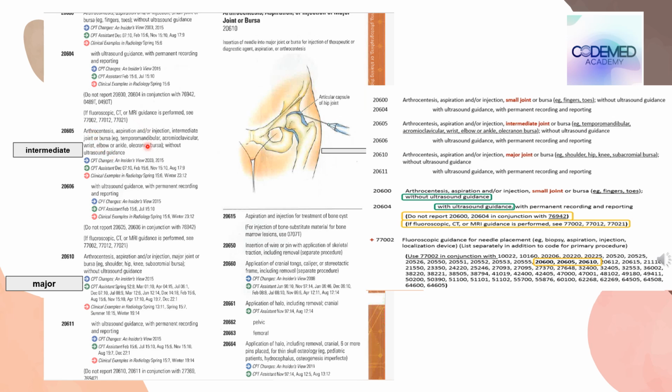The arthrocentesis, aspiration and/or injection, and then the intermediate joint, the name of the joint is also given. This is the code without ultrasound guidance, this is the code with ultrasound guidance, and similarly you have the major joint. I have taken a snapshot of all these codes here so you will have a better understanding. This is the code for the small joint without ultrasound guidance, and this is the code for with ultrasound guidance. So every joint has the site-wise or size-wise differentiation, and without and with ultrasound guidance.